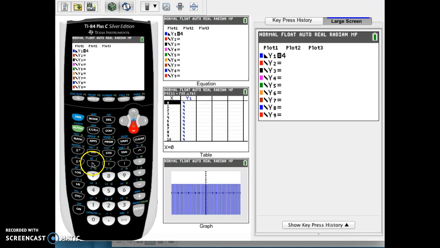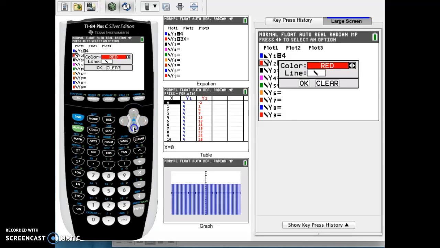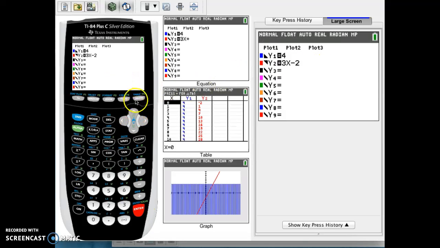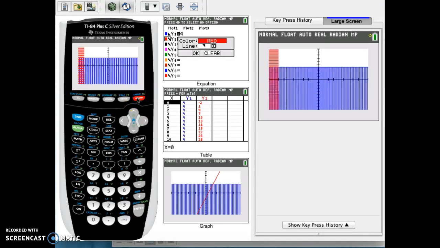Now here we have 3x minus 2, enter. Now I don't want just the line, I want that to be greater than. So this is the symbol that we use. You can see it bigger over here for greater than. Hit OK. Now if I graph that, you can see everything there is greater than.